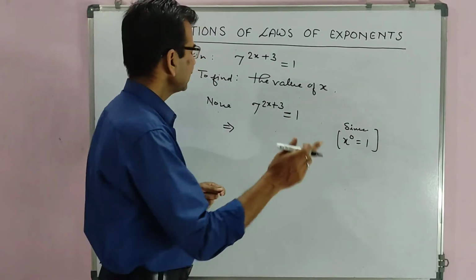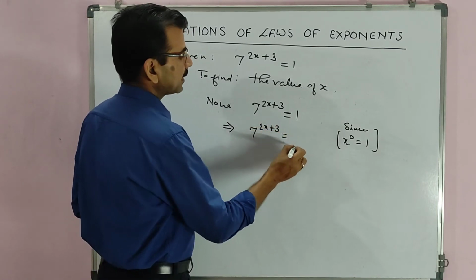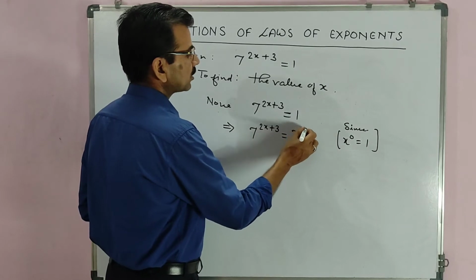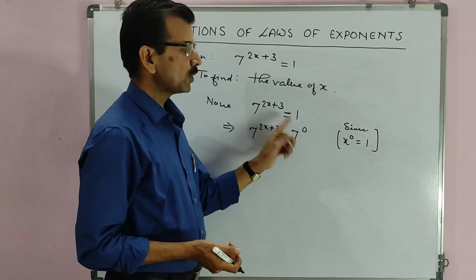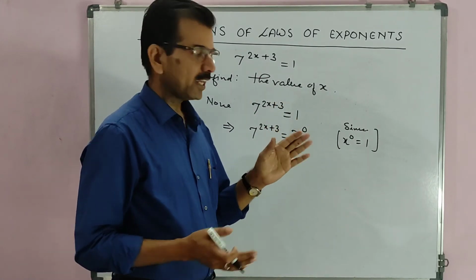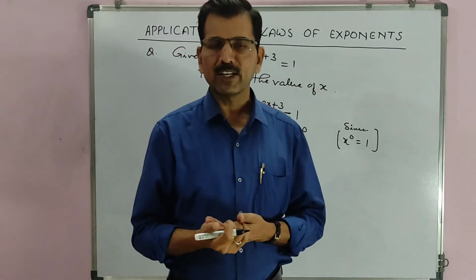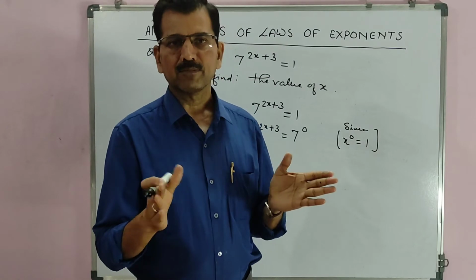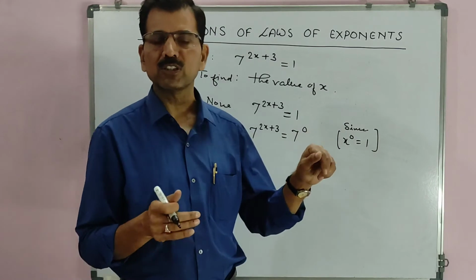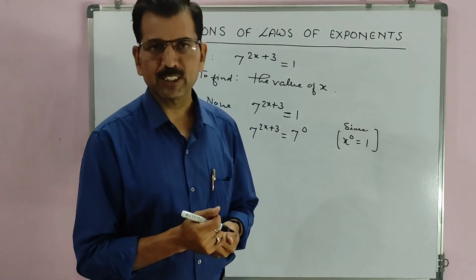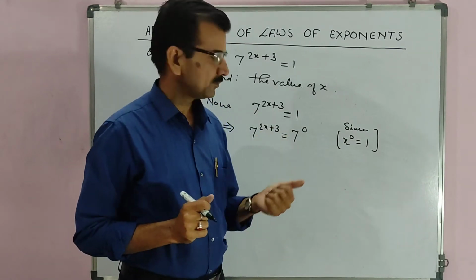Yes, very good. I hope many have got the answer. Correct. 7 raised to power 2x plus 3 we can write equal to 7 raised to power 0, because 7 raised to power 0 is equal to 1. How this comes, I will send you in one video, where the proof will be clear that any number whose power is 0 is equal to 1. Let us now talk about this question only.